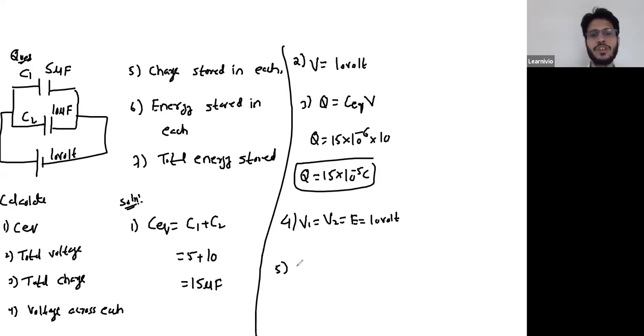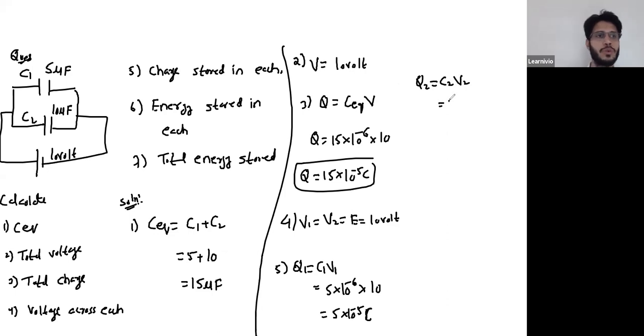Fifth part, charge stored in each capacitor. Johanna, how do you calculate charge stored in each capacitor? Q1 equal to C1 V1, that is C1 E. C1 is 5 microfarad, so 5 into 10 raised to the power minus 6 into 10. That's 5 into 10 raised to the power minus 5 coulomb. Similarly, you can calculate Q2. Q2 is C2 V2, so 10 into 10 raised to the power minus 6 into V2. V2 is 10, so 10 raised to the power minus 4. That's Q1 and Q2.